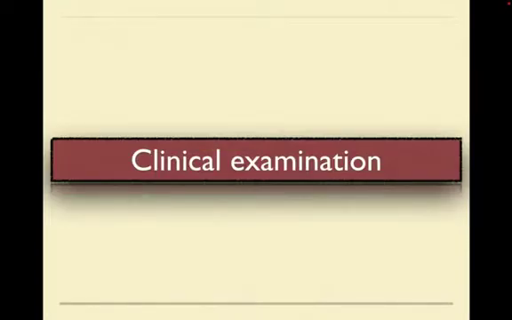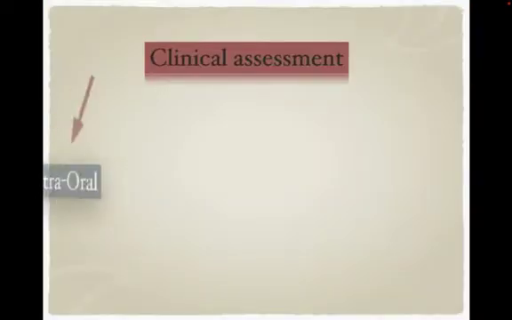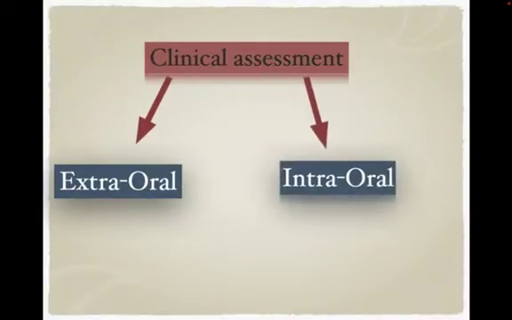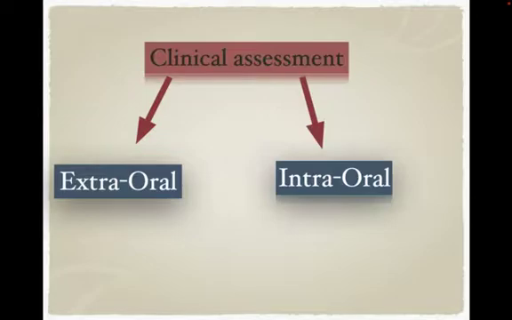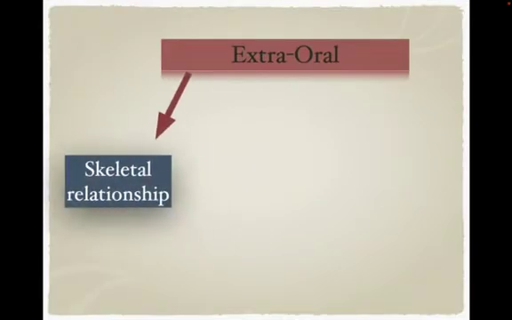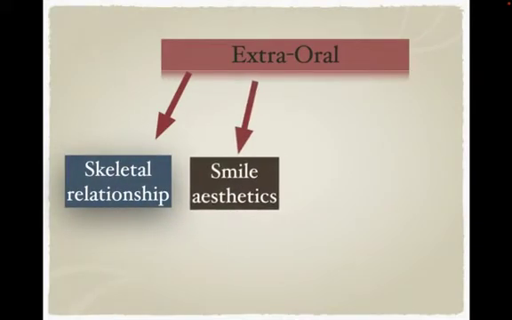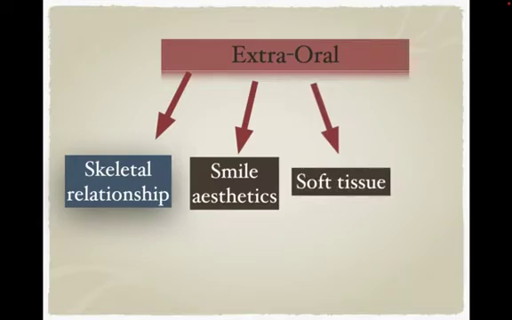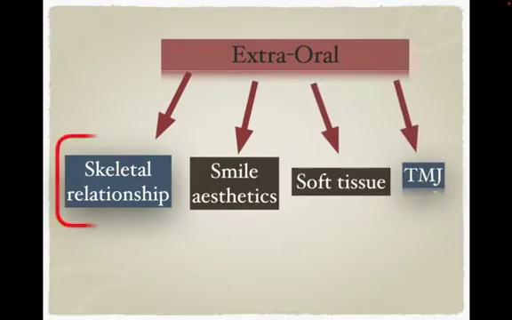So now we finish the history and move into the clinical examination. We divide the clinical examination into extraoral examination and intraoral examination. When we get into the extraoral examination, we have to check the skeletal relationship, the smile aesthetic, soft tissue, and the TMJ. So we start with the skeletal relationship.